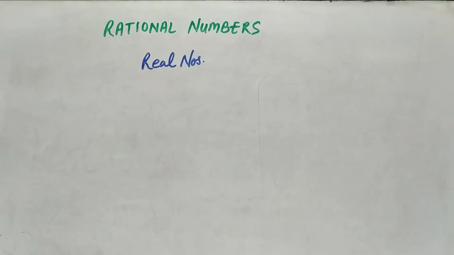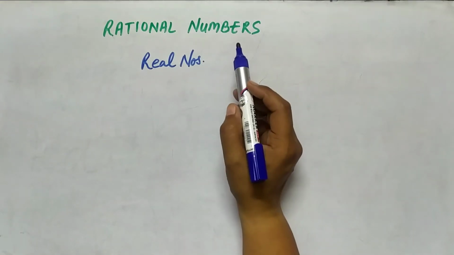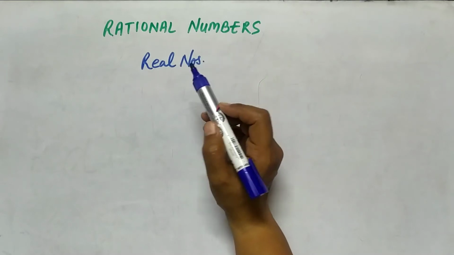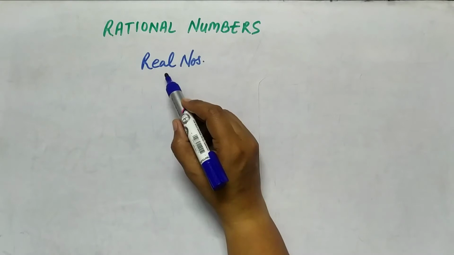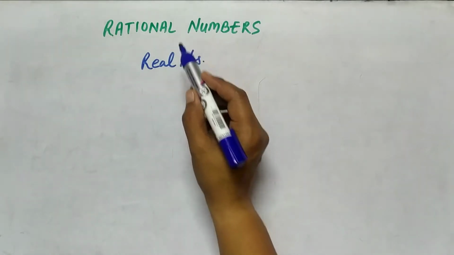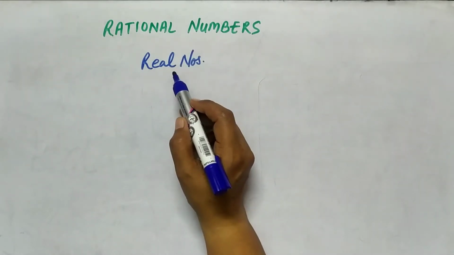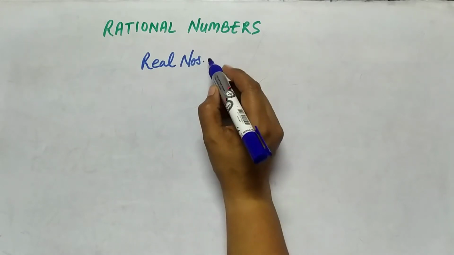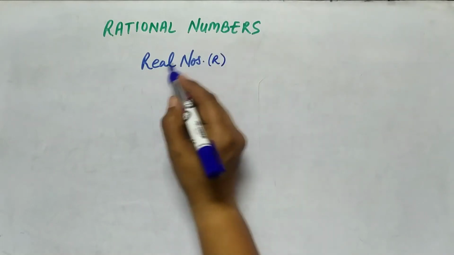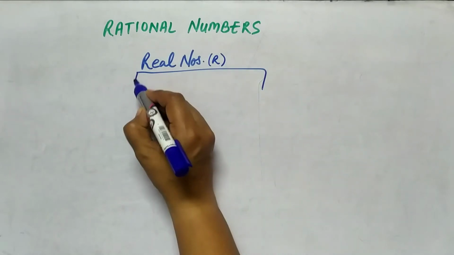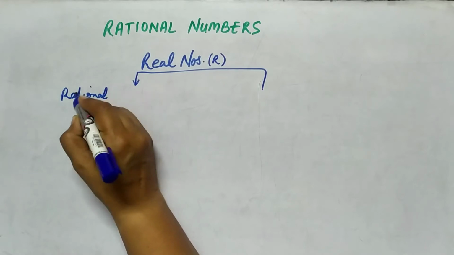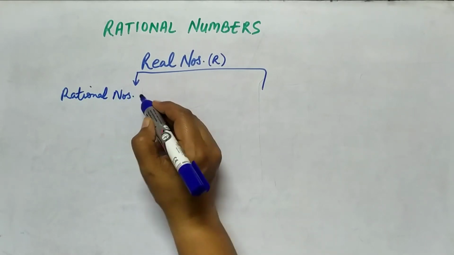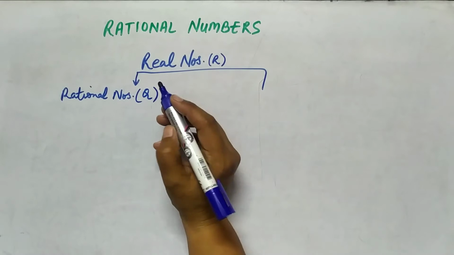Hello friends, today we will learn about rational numbers. Rational numbers come under the real numbers. There are two types of numbers, real numbers and complex numbers. Rational numbers belong to the category of real numbers. Then further, real numbers are divided into two classes. These are rational numbers, which is our today's topic. They are denoted by Q.